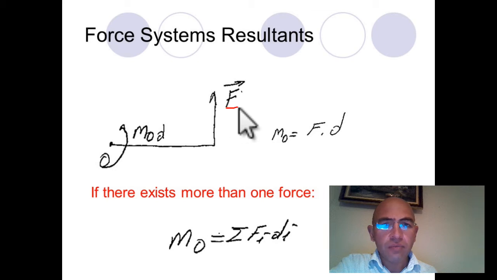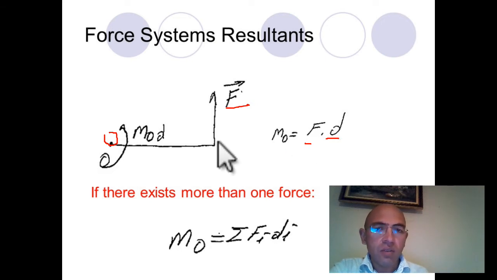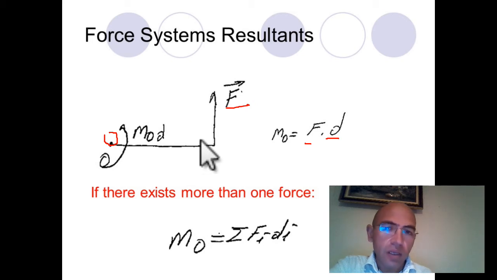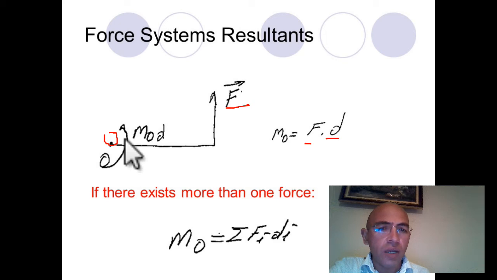So I want to calculate the moment of a force F with respect to point O. Then what I do is simple. I multiply the force with the distance, the perpendicular distance of the force to that point. So this is how I calculate the moment of a force.